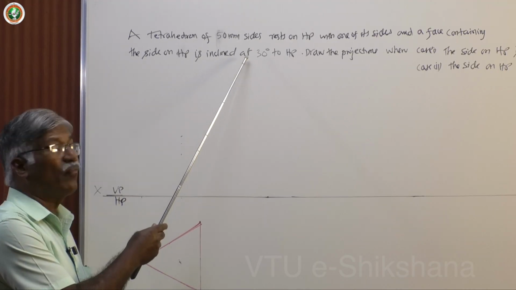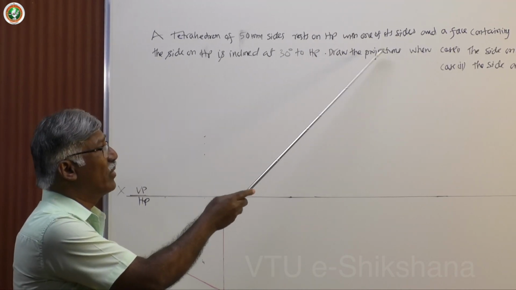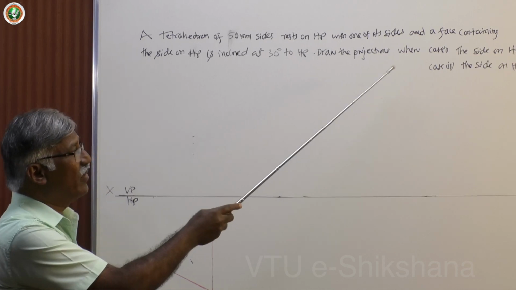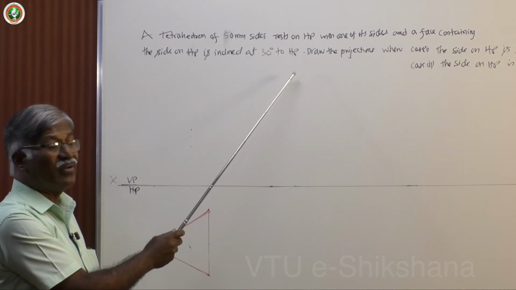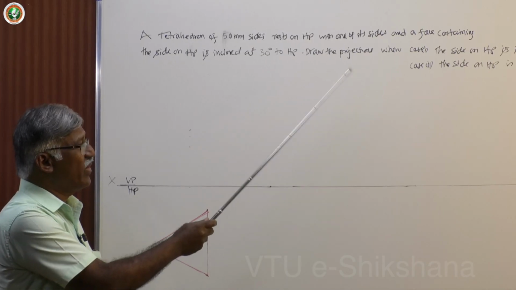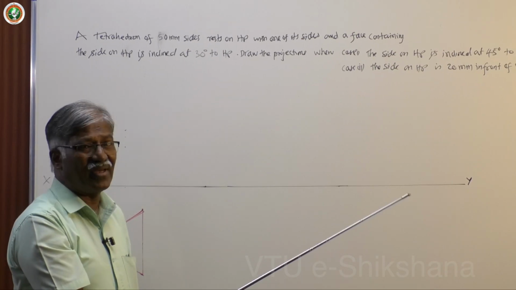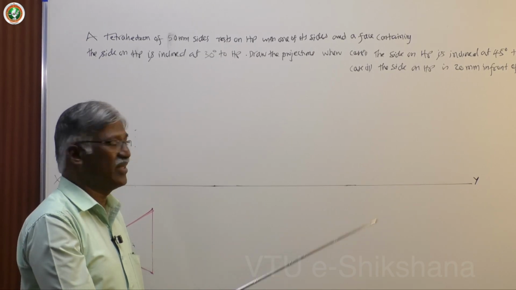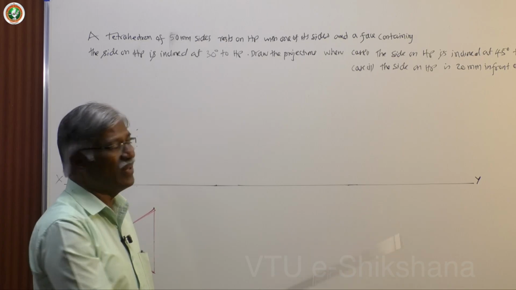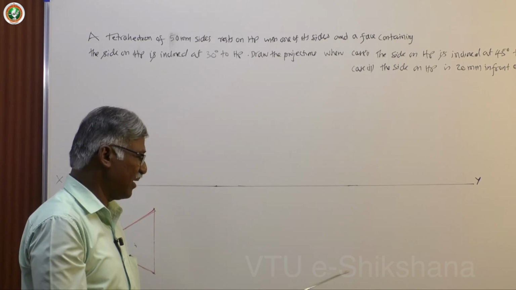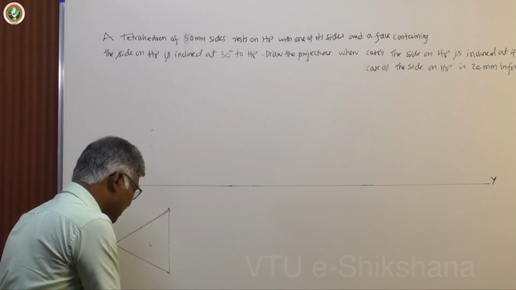A tetrahedron of 50 mm sides rests on HP with one of its sides, and a face containing the side on HP is inclined at 30 degrees to HP. Draw the projections. I will take two cases: the side on HP is inclined at 45 degrees to VP. This is a common question for the majority of solids. And the side on HP is 20 mm in front of VP. We will discuss that with a model, both the positions, and then start working.